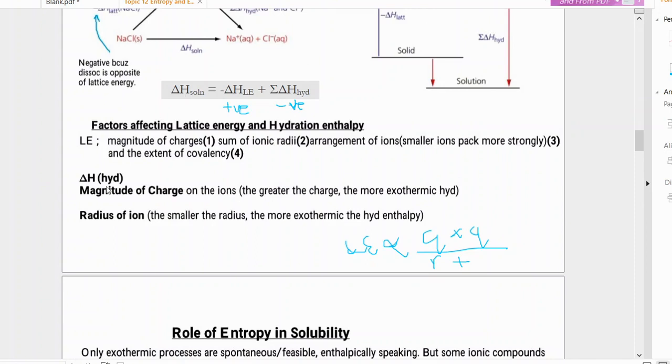So then hydration enthalpy, factors affecting hydration enthalpy. Magnitude of charge: the greater the magnitude of charge, the more the attraction for the water molecules, the more exothermic the hydration enthalpy. The radius of ion: the smaller the radius of ion, the more water molecules can surround it, therefore the more exothermic the hydration enthalpy.